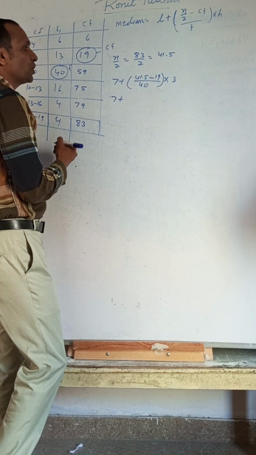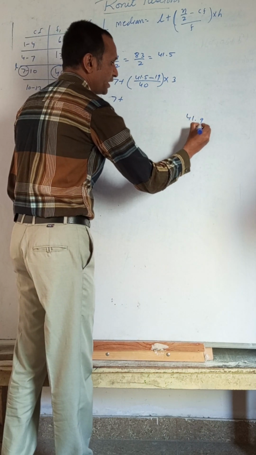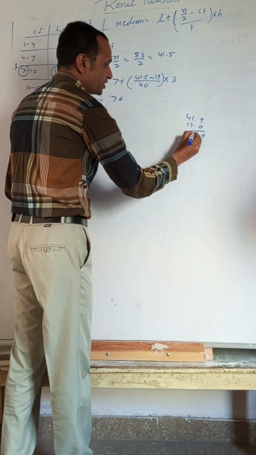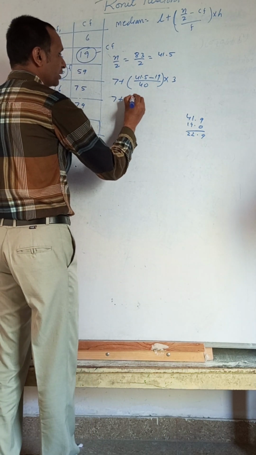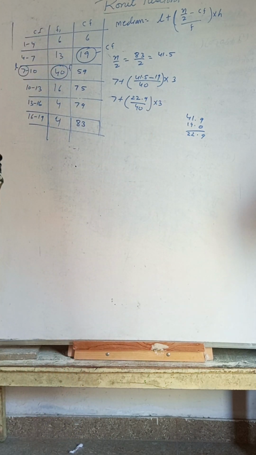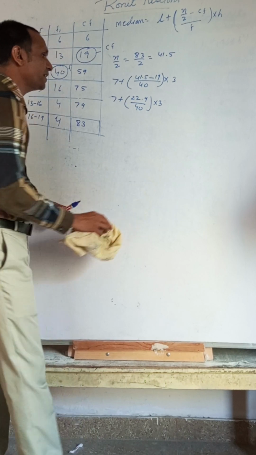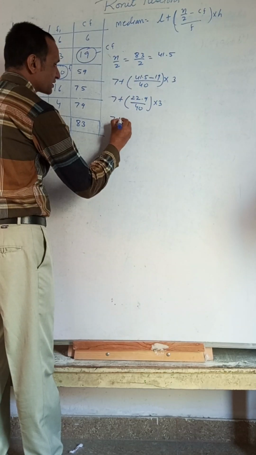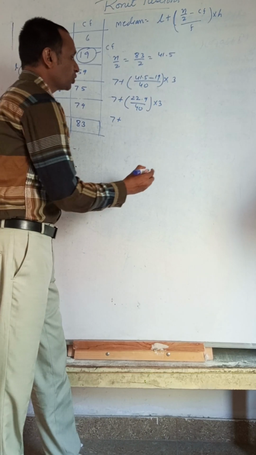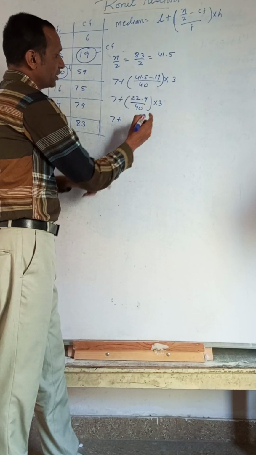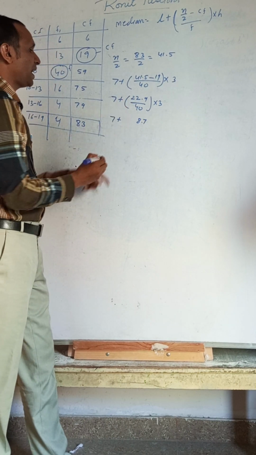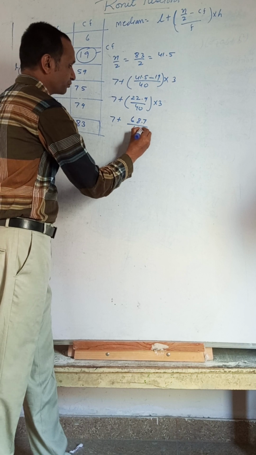Now 7 plus (41.5 minus 19) by 40 into 3. 41.5 minus 19 is equal to 22.5. We can write 22.5 by 40 into 3, so 7 plus 22.5 divided by 40, multiplied by 3. 3 times 5 is 15, 3 times 2 is 6, plus 1 is 7, so we get 67.5 by 40.